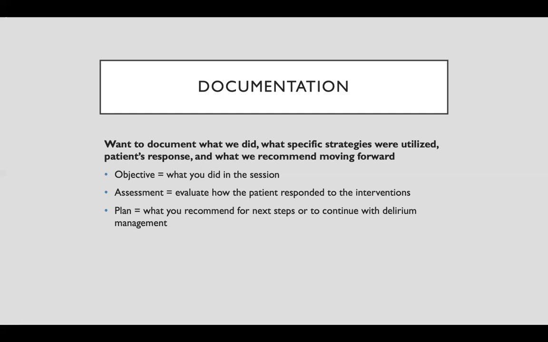How do we know that it worked, or how did the patient respond? What were they doing to respond? And the P is plan. So what would we recommend for next steps or to continue with delirium management with this patient specifically?